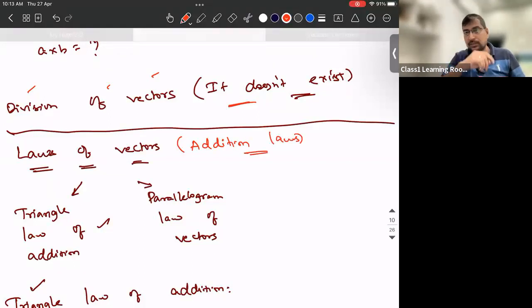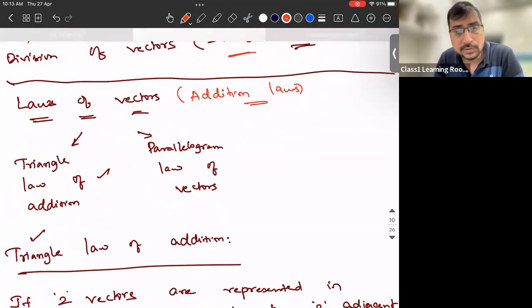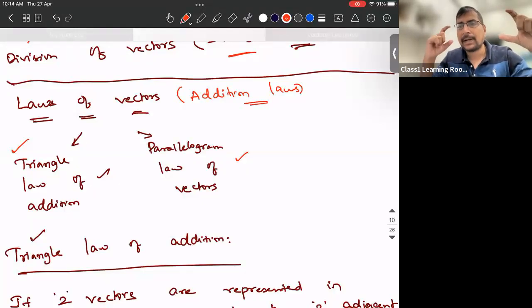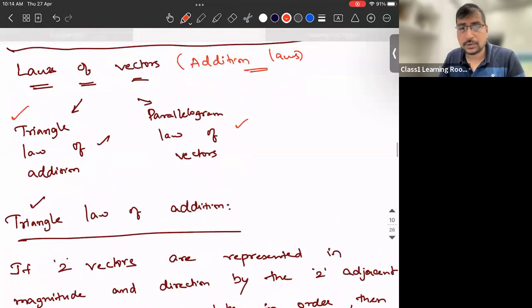Now I'm going to explain the important concept, that is the laws of vectors, which are also called the addition laws of vectors. One of the laws is called the triangle law of addition, and the second is the parallelogram law of vectors. What are they called? The triangle law of addition and the parallelogram law of vectors. So shall I proceed?